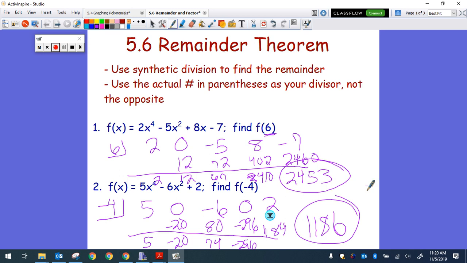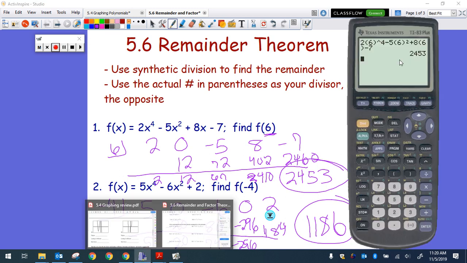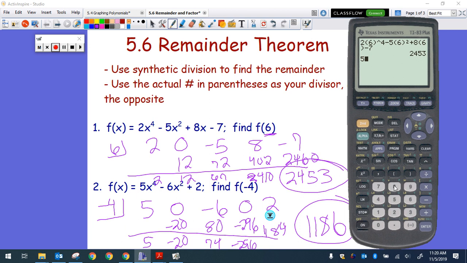Now let's double check. Let's make sure if I plugged in a -4, that is what I would get. So 5 times -4 to the 4th minus 6 times -4 squared plus 2. 1,186.